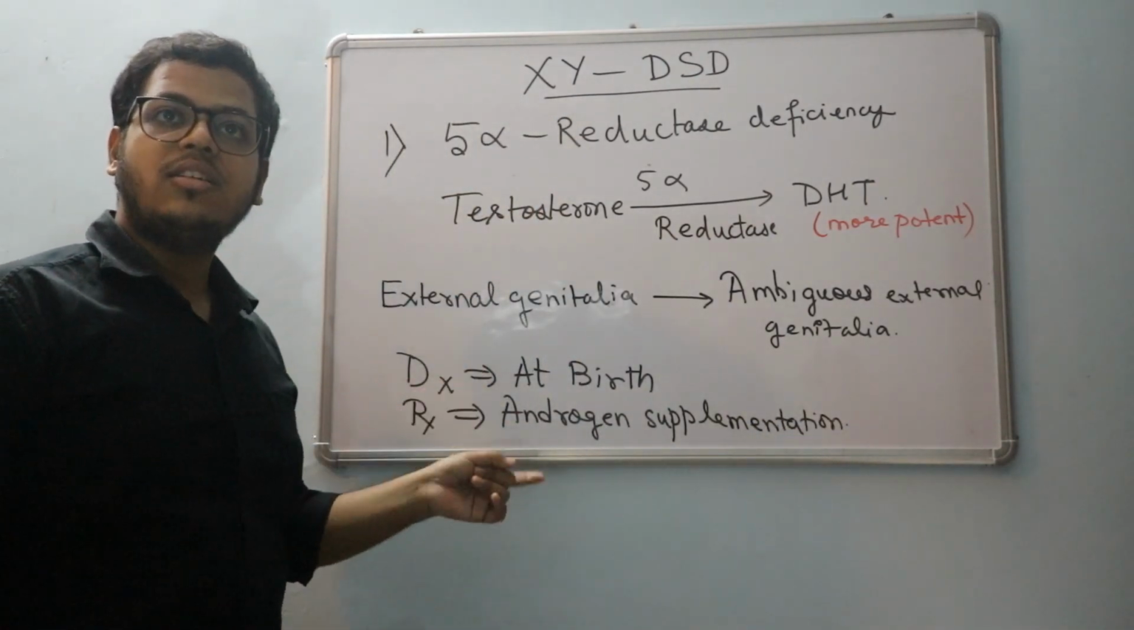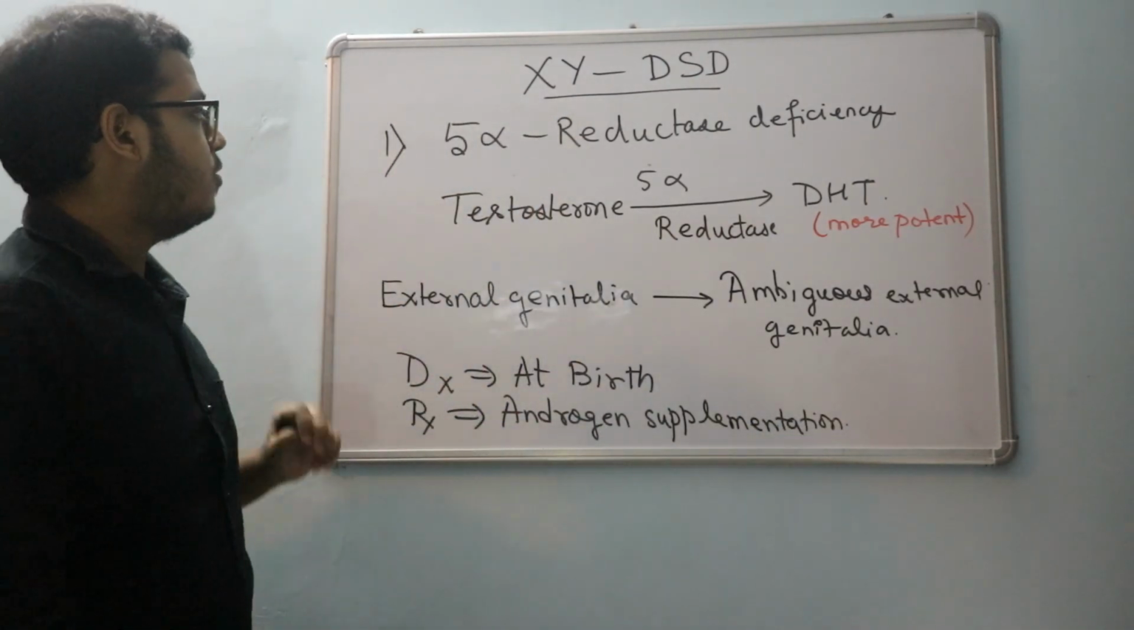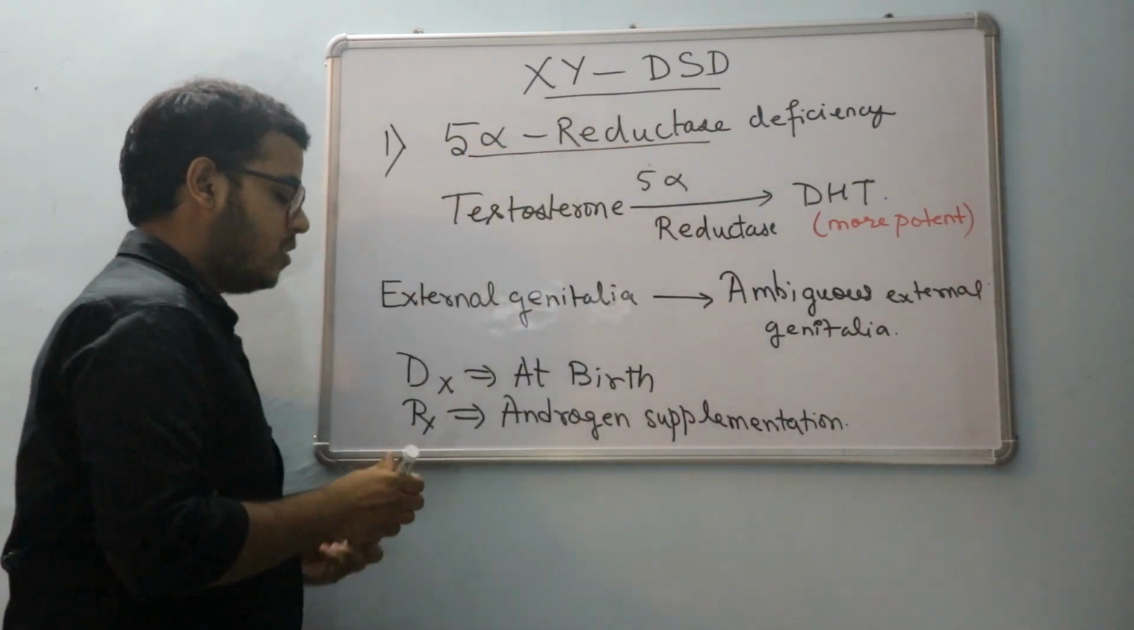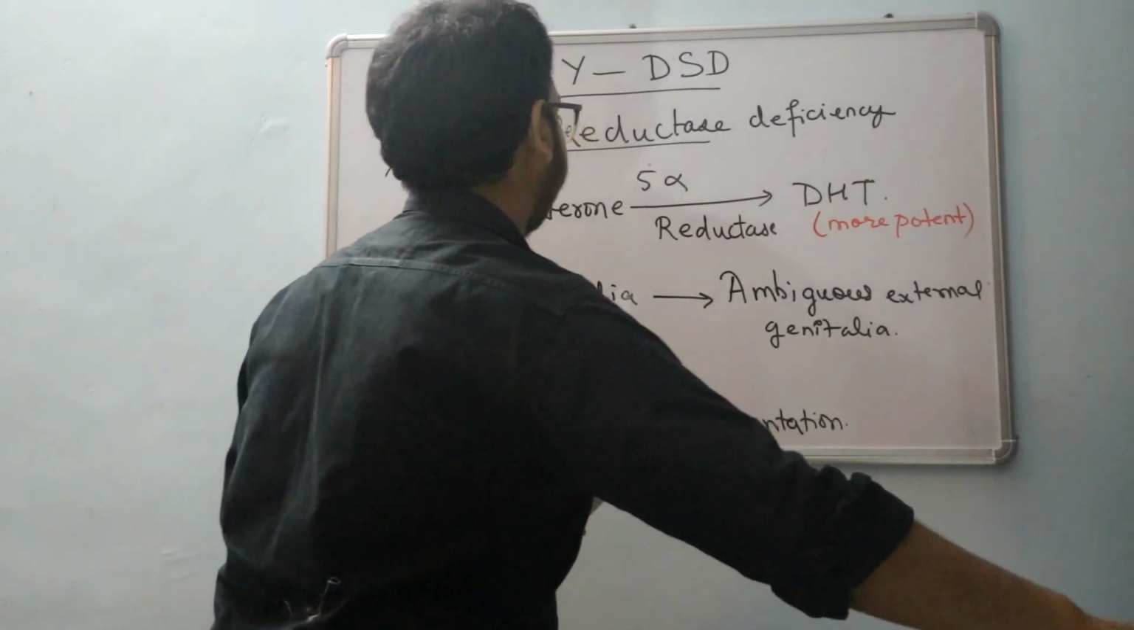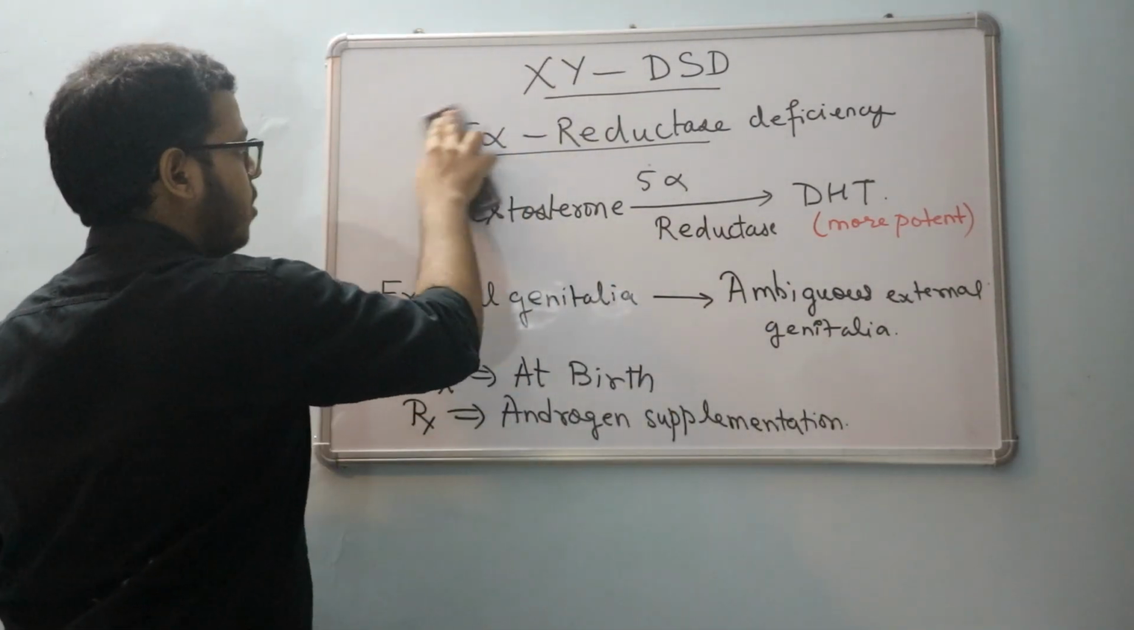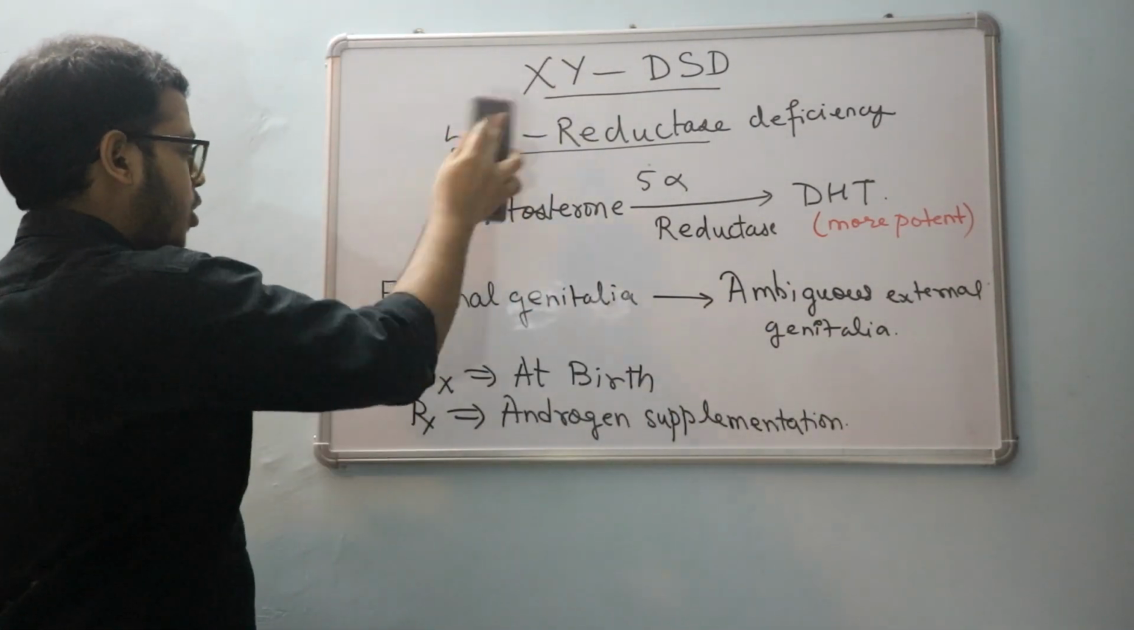So this is the treatment. So this was one of the things. It is the 5-alpha reductase deficiency. Now let us move on to the second disorder of XY. Please note this down. I'll rub it off.